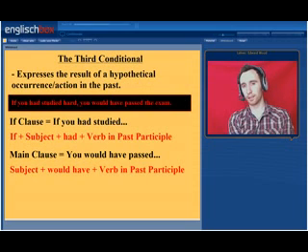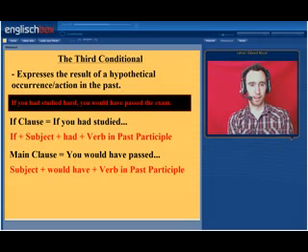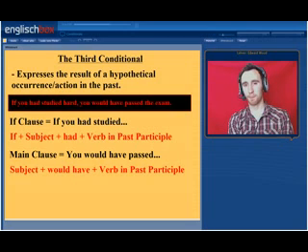Now let's look at the third conditional. A similar example sentence again. If you had studied hard, you would have passed the exam. Now, this third conditional expresses the result of a hypothetical situation or an unreal situation, something that didn't happen in the past, and the result that would have happened if this action had taken place. So if you had studied hard, you would have passed the exam.